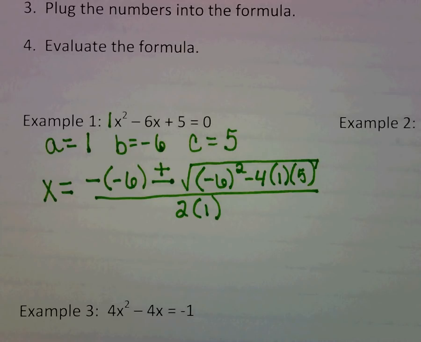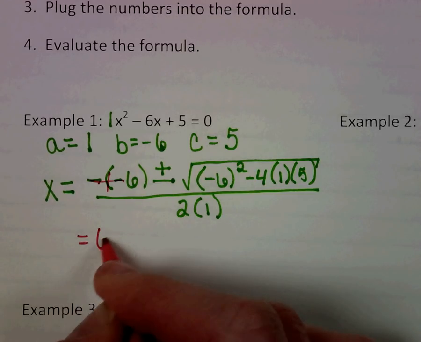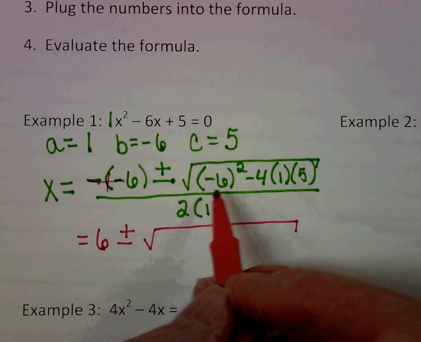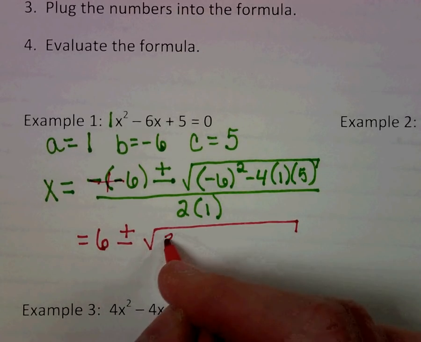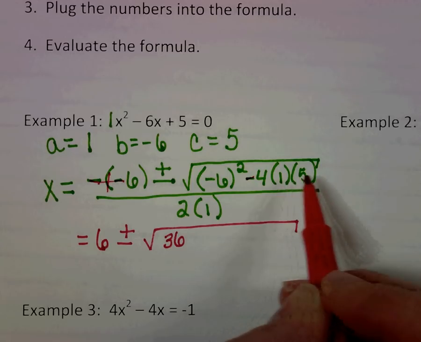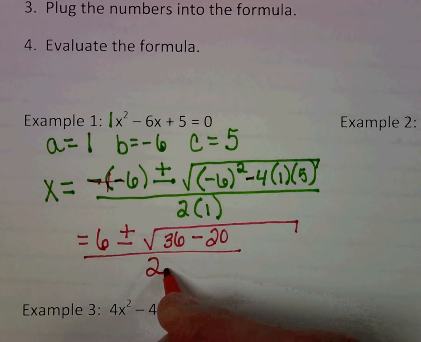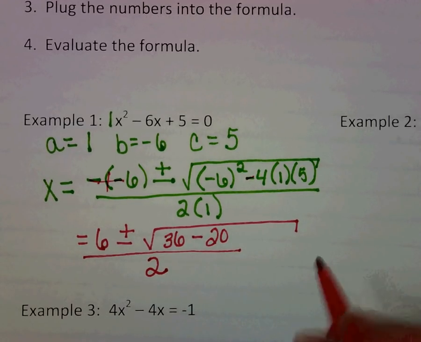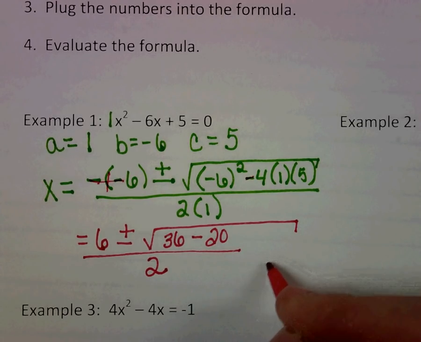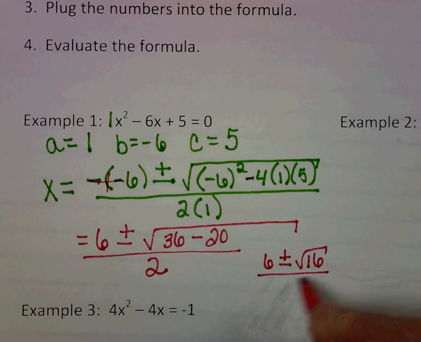And so now I'm going to do some simplifying all with my own brain. We know a negative and a negative makes a positive, so this is going to be +6 plus or minus the square root, okay? -6 squared is +36. And then we've got -4 times 1 times 5, which makes -20, divided by 2. So I still don't need my calculator, okay? So 36 minus 20 is 16. So now it is 6 plus or minus the square root of 16 over 2.